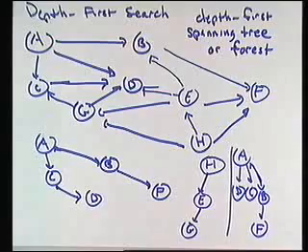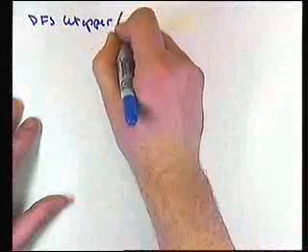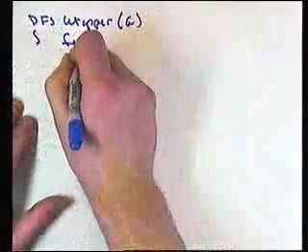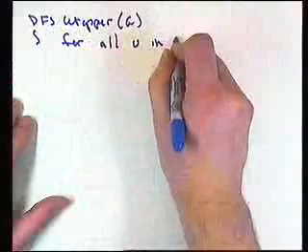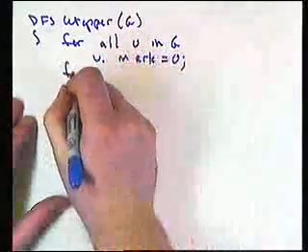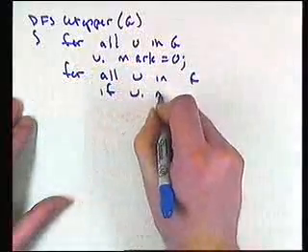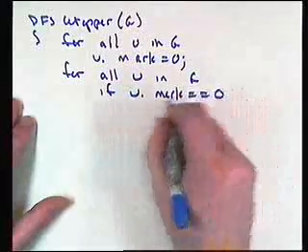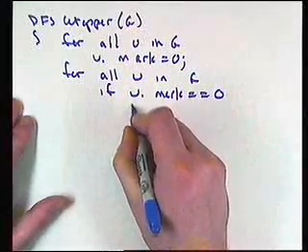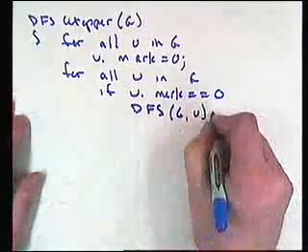Now, as far as the code goes, we can have a similar wrapper method. So let's do the wrapper for depth first search here, where I pass in the graph, and I can say for all vertices v in G, v.mark is equal to 0, and then I can say for all vertices in G, if v.mark is equal to 0, then we will do a depth first search call on this graph with that vertex.